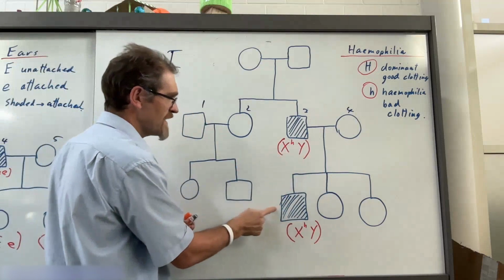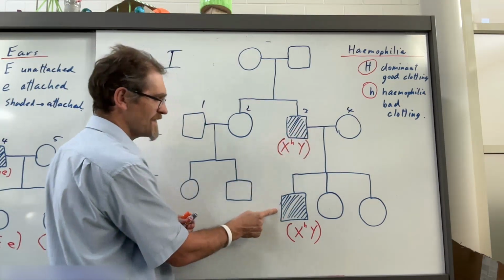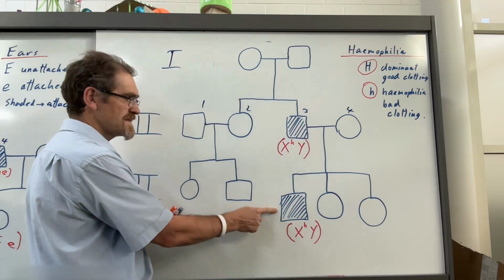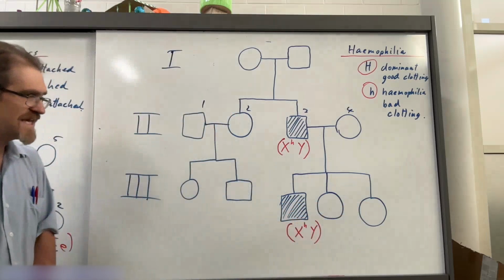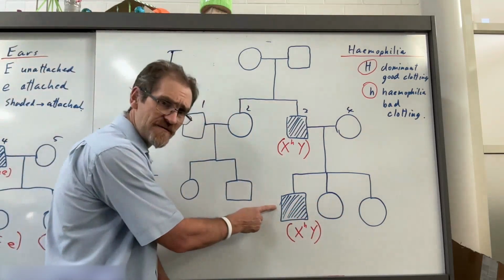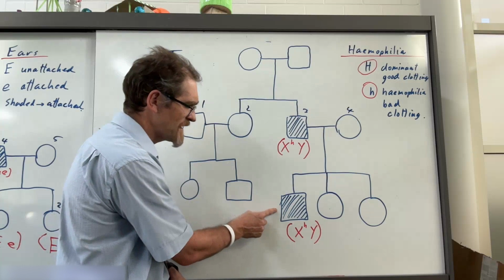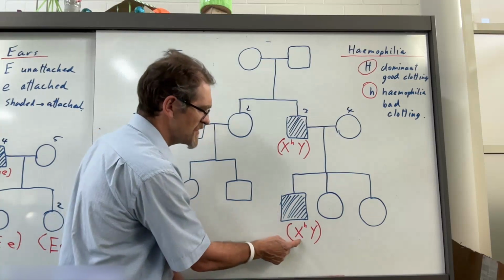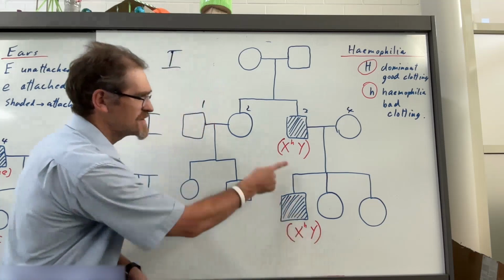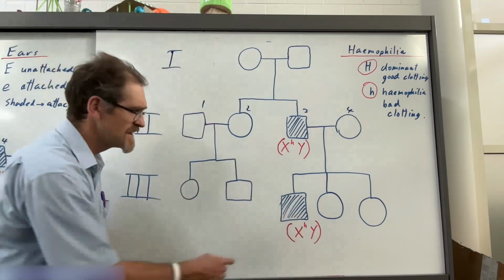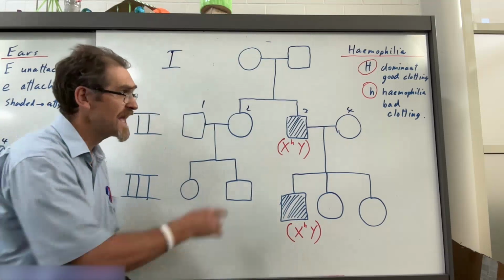This person here has a son and 2 daughters. And what we can see here is this son is also a haemophiliac. This son, being a haemophiliac, has received an X chromosome and a Y chromosome. Now we know that he got the Y chromosome from his father. So where did he get that X chromosome with the recessive allele on it? Had to get it from the mother.